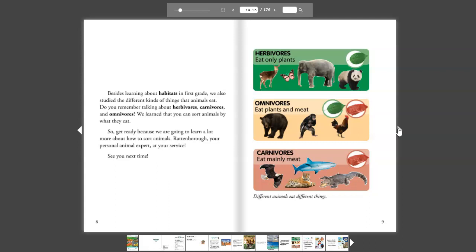Okay, friends, Rattenborough is going to be a great animal expert for us, and he's going to guide us through all of these animal classifications, and he's going to tell us all about herbivores, omnivores, carnivores. He's going to tell us all about habitats. He's going to tell us everything we need to know about animals. Now, that's just our small introduction. And that's our first read aloud. But remember, there's so much more that we're going to learn about animals in this unit.